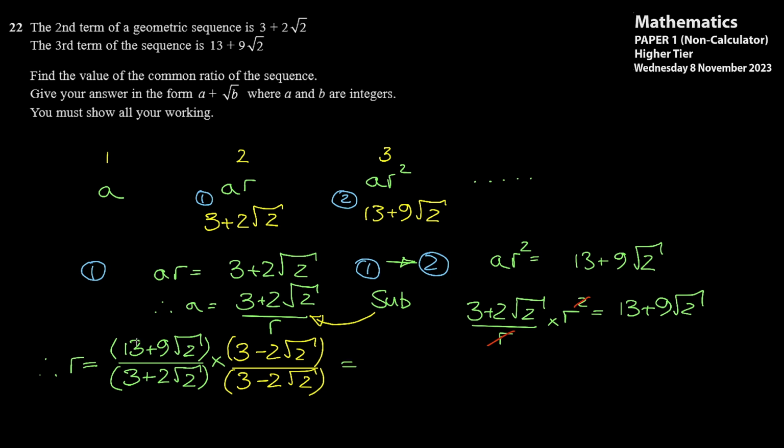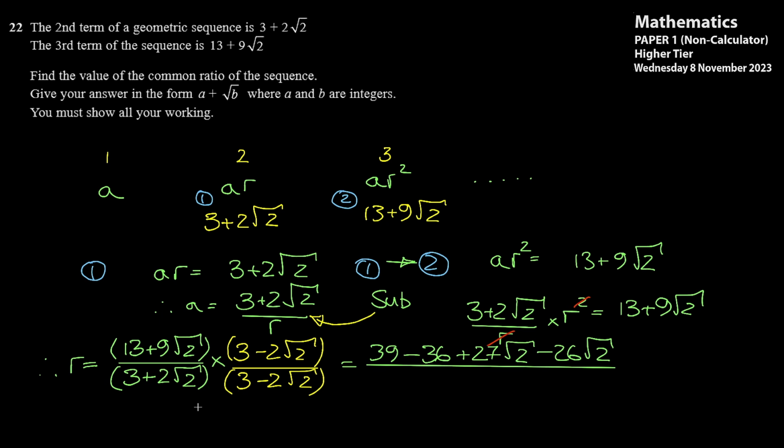Dealing with the top first, 13 times 3 is 39. Now this multiplication, it's going to be negative. 9 times 2 is 18, and root 2 times root 2 is 2. So 18 times 2 is 36. Now the root 2 terms. This will be 27 root 2. And the other one, it's going to be negative. 13 times 2 is 26 root 2.